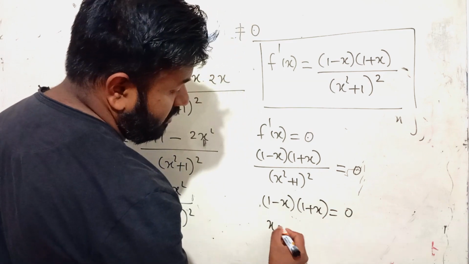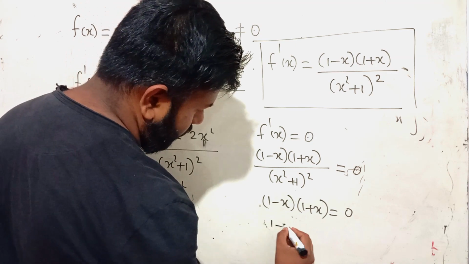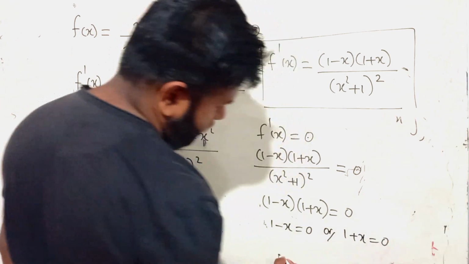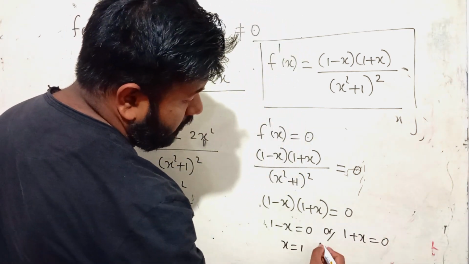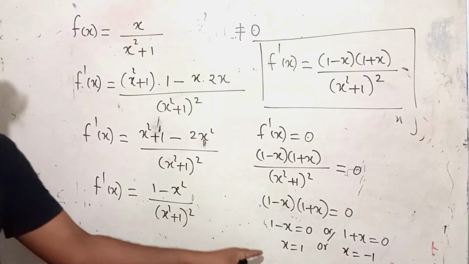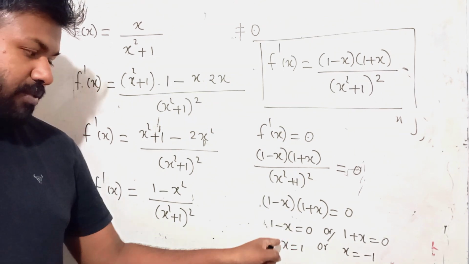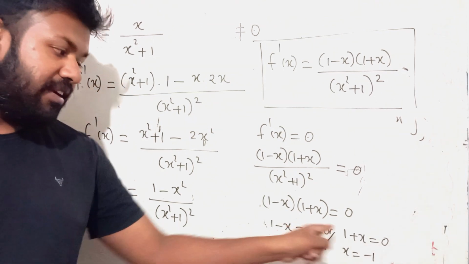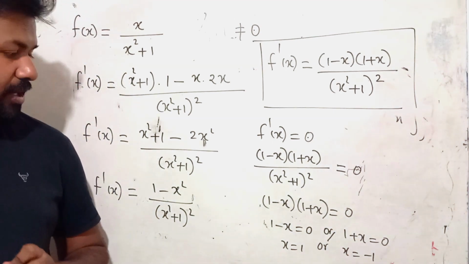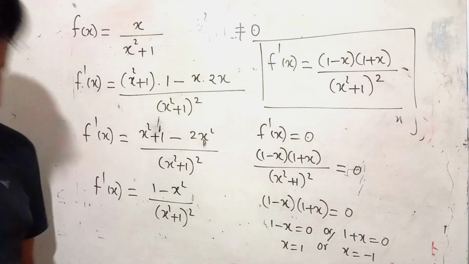So the solutions are: 1 minus x is equal to 0, or 1 plus x is equal to 0. So x is going to be equal to 1, or x is going to be equal to minus 1. These are the x coordinates of the turning points. One of the turning points will have 1 as the x coordinate and the other will have minus 1 as the x coordinate. From this you can find the corresponding y coordinates of the turning points.